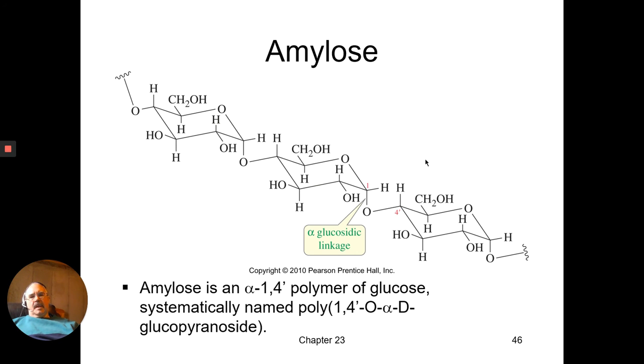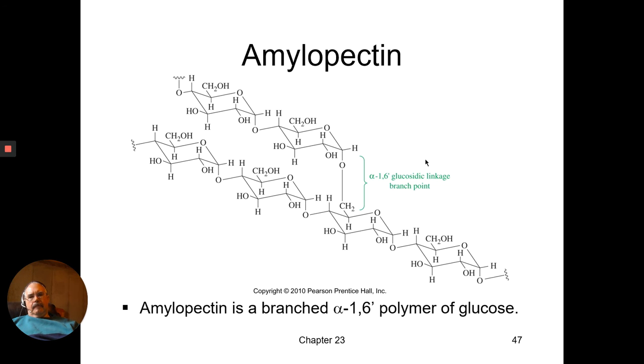Okay, so here's amylose, which actually has a different three-dimensional shape. It's like a coiled spring. Here's amylopectin. This is another part of starch, which has several of these branch points.